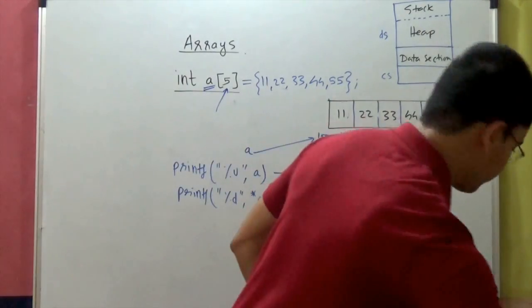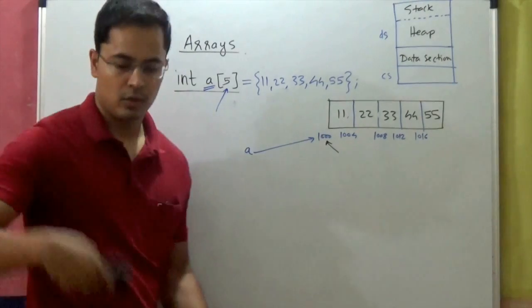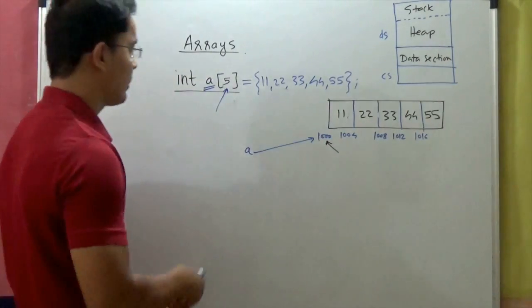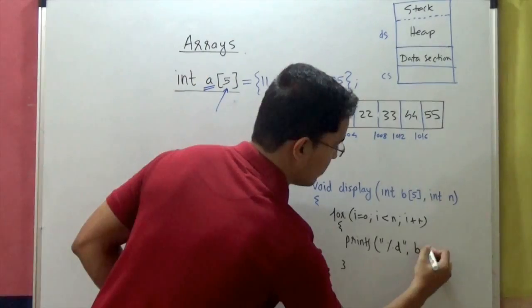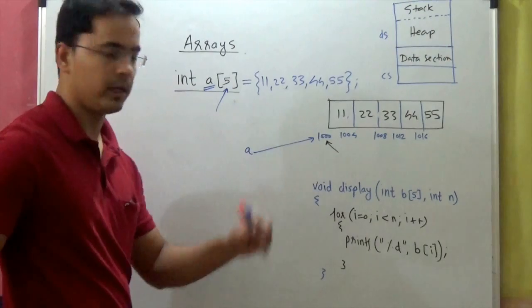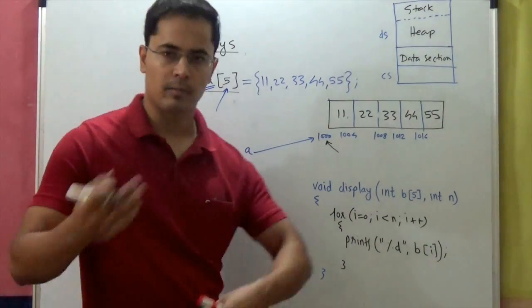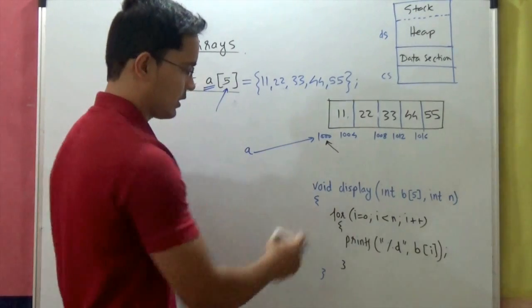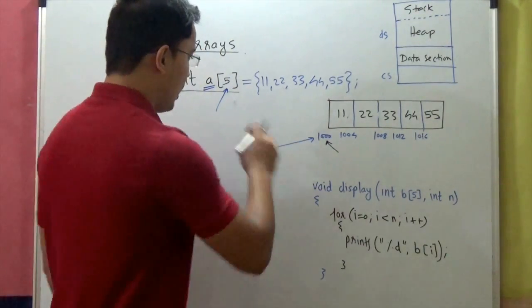Let's suppose you want to pass this array to a function, right? Let's say we have written a function to display an array, right? B of I, right? This is how I print my array content. So I have written a function for it because I want to print it multiple times. So I'll just call this function. Now, when you call this function, how do you make this call?